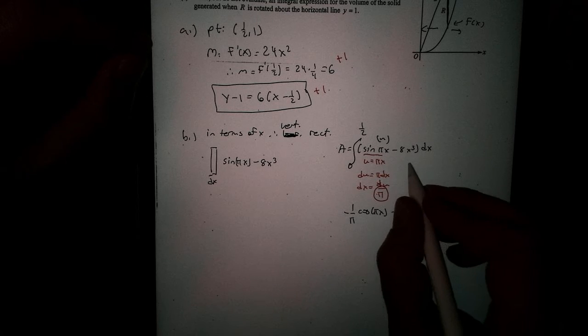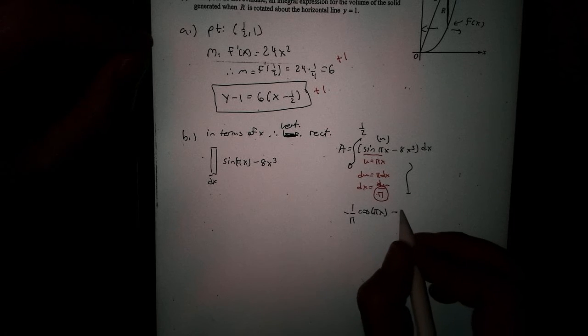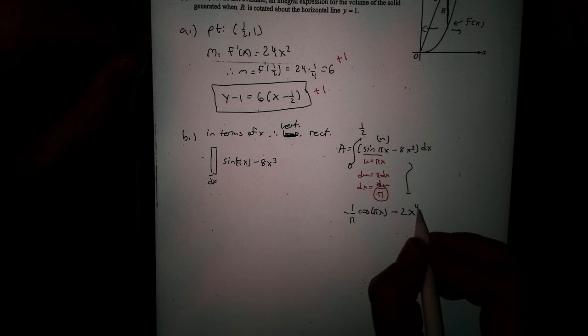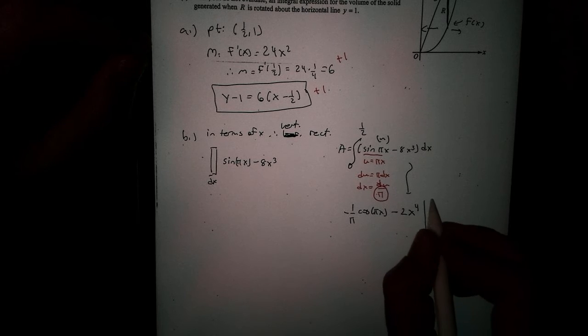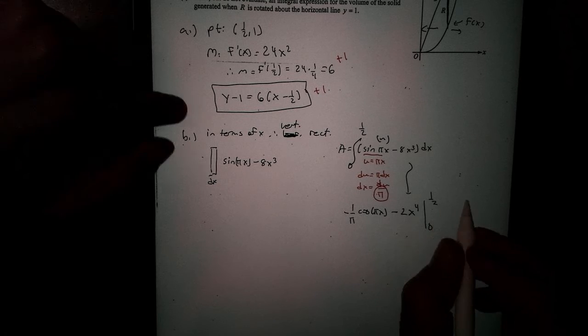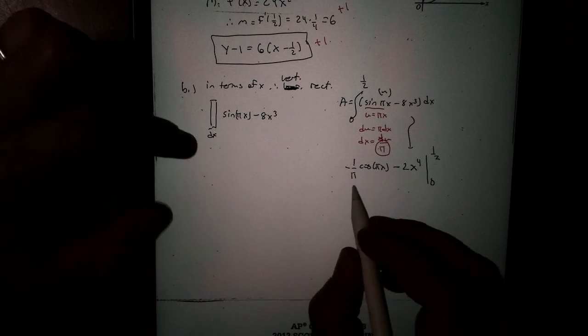And then minus, and now I can do this 8x cubed. And if we integrate that, that just becomes 2x to the 4th. And we would evaluate that from 0 to 1/2. This is a tough antiderivative right there, so be careful.